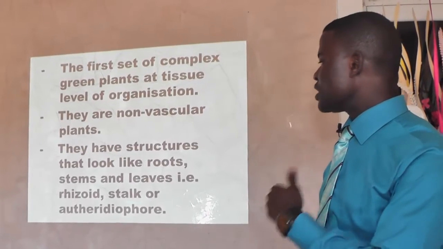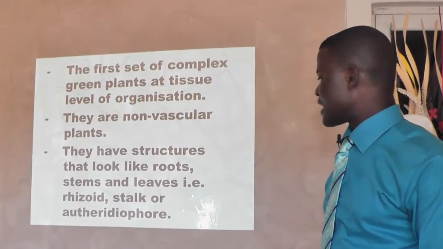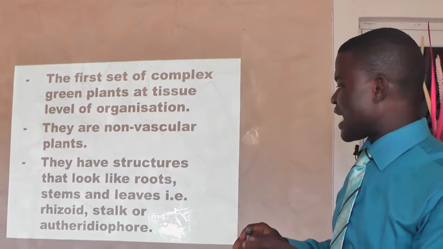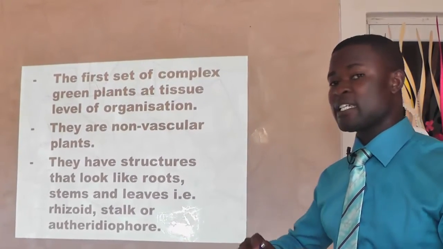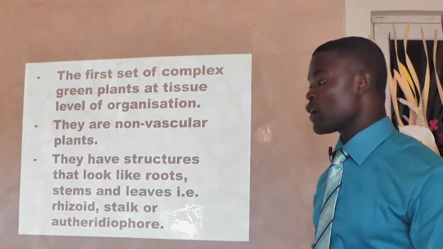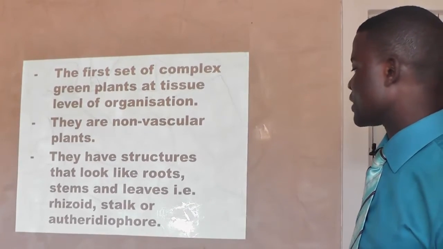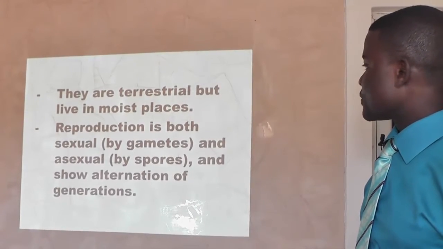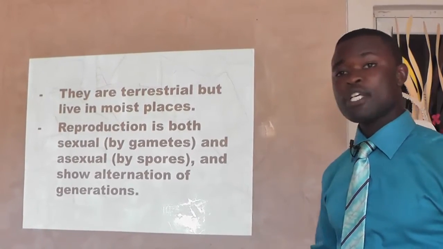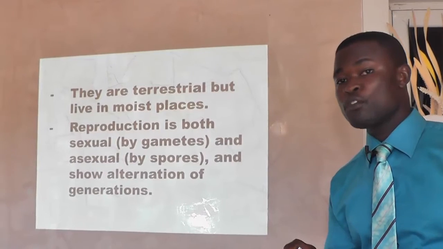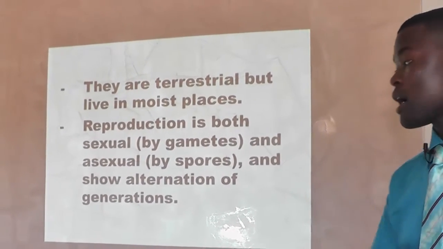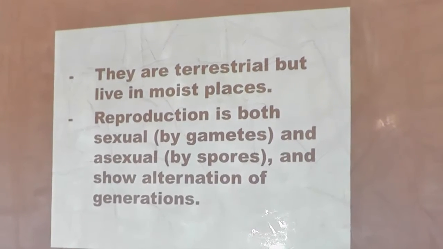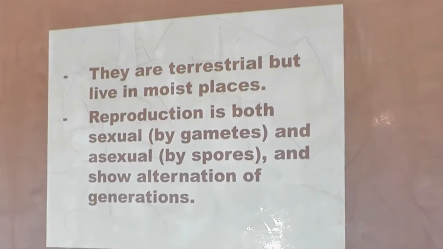So the difference between this one and the others is that they are multicellular, just like the others, but they exist at the tissue level of organization, unlike the previous ones that we said exist at the cellular level. Now, these organisms are also terrestrial, but we still have some of them that are aquatic or living in moist places.